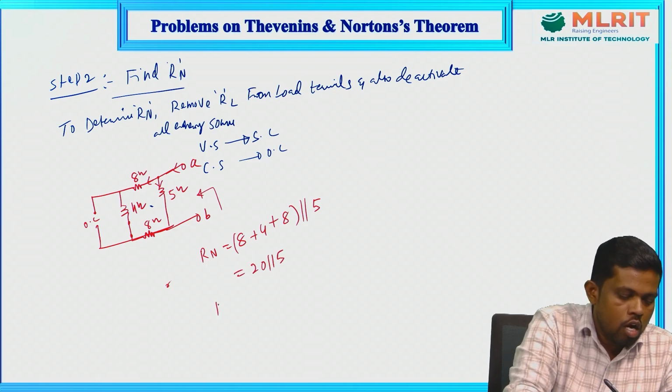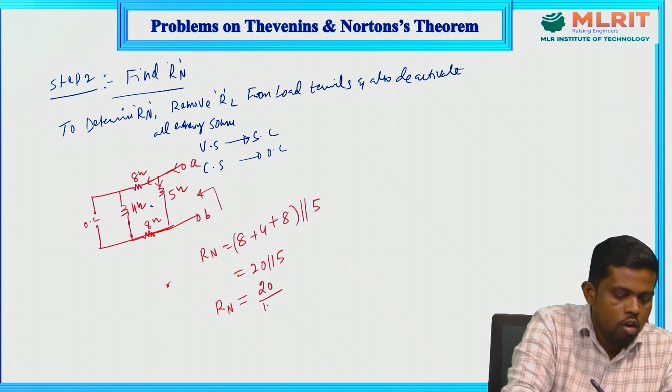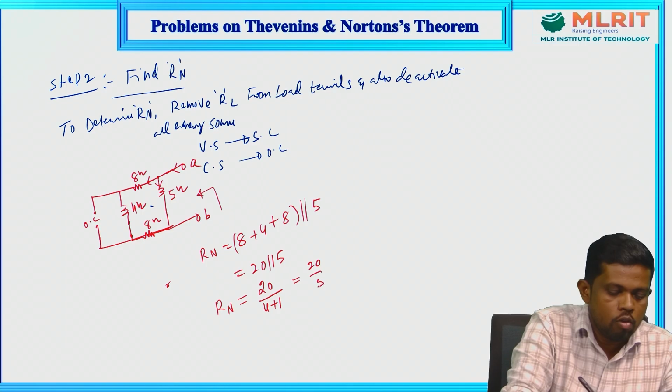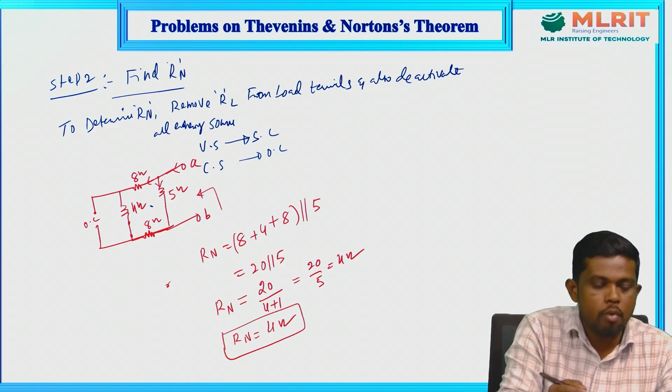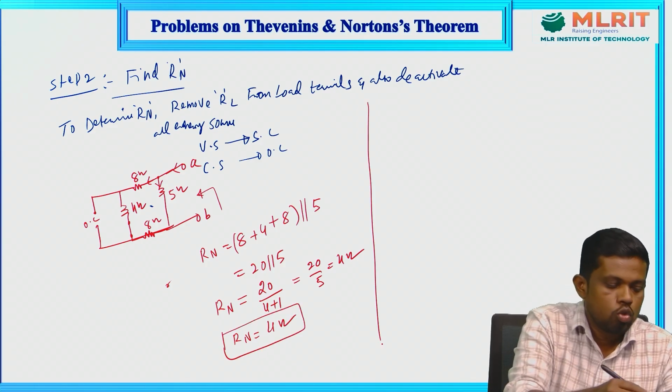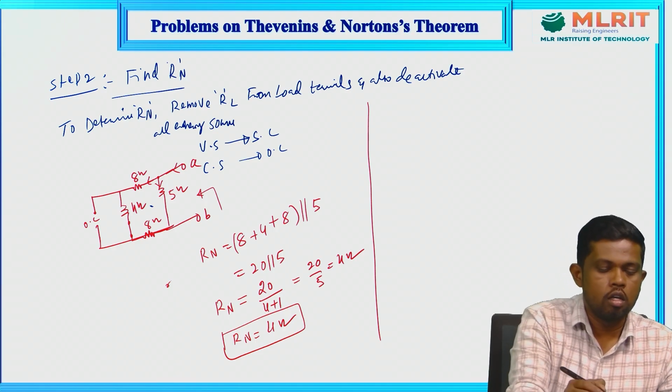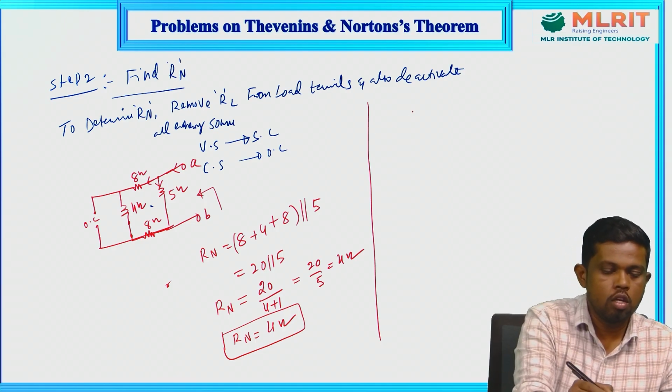According to the product over sum method, the Norton resistance value equals 20 divided by 4 plus 1, that means 20 upon 5. So we will get directly 4 ohms. Therefore, Norton's resistance value from the above circuit is 4 ohms only. Using these two parameters, we can draw Norton's equivalent circuit.